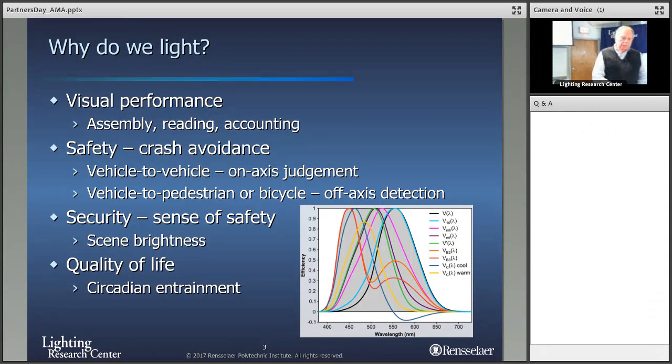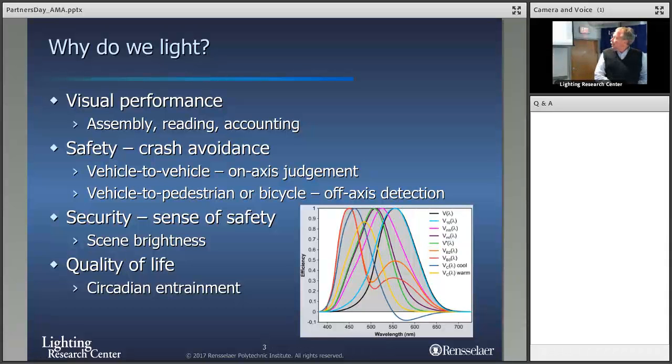Now, before we talk about the collateral effects of light, which is the main topic today, I think it helps for us to start with an orientation with a simple question: why do we light? We're certainly not trying to cause problems by providing illumination in indoor and outdoor environments. But we have, in principle, a series of functions that we expect out of our lighting system. And part of the research that we've been doing, Dan alluded to in the introduction, is to try to quantify how light impacts visual performance, safety, sense of security, and quality of life.